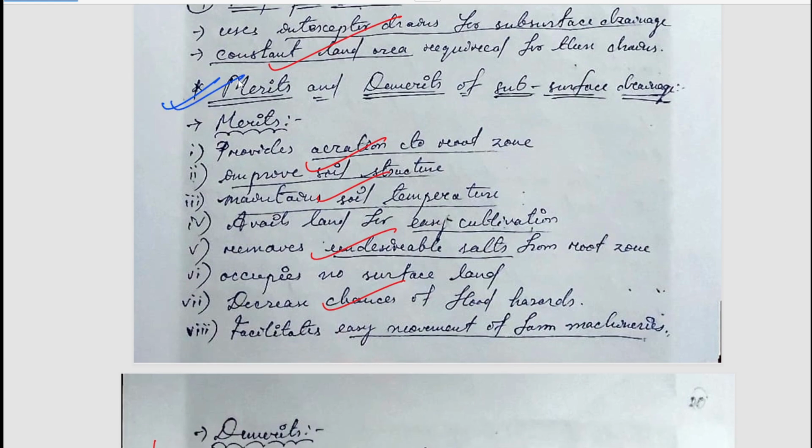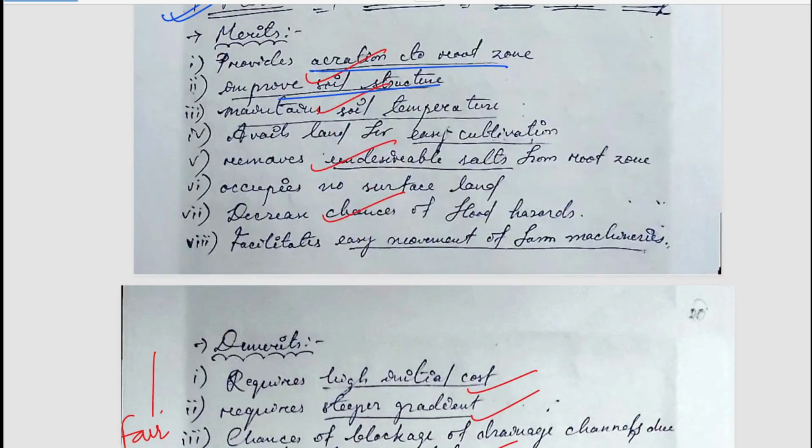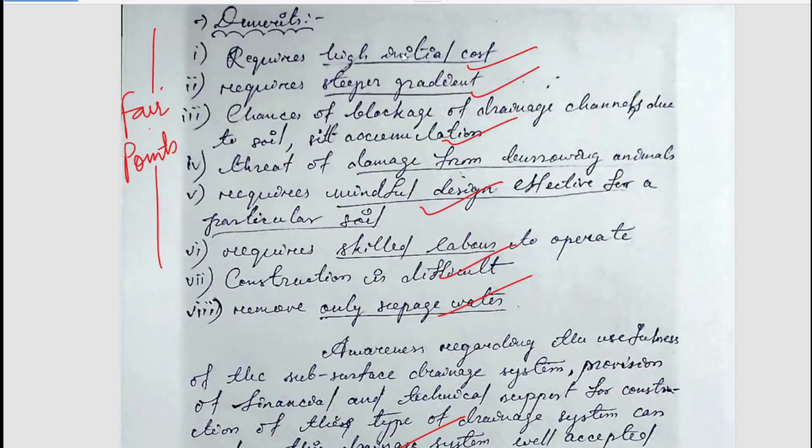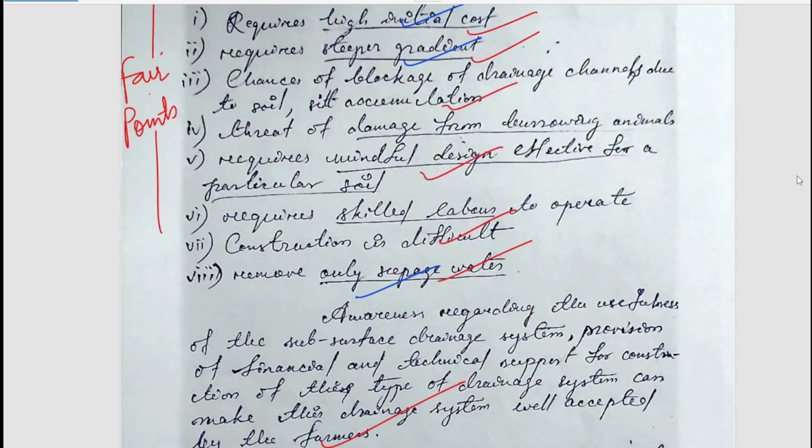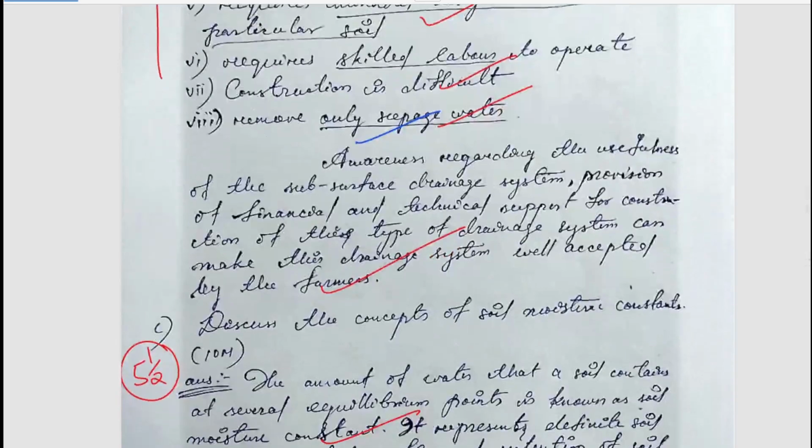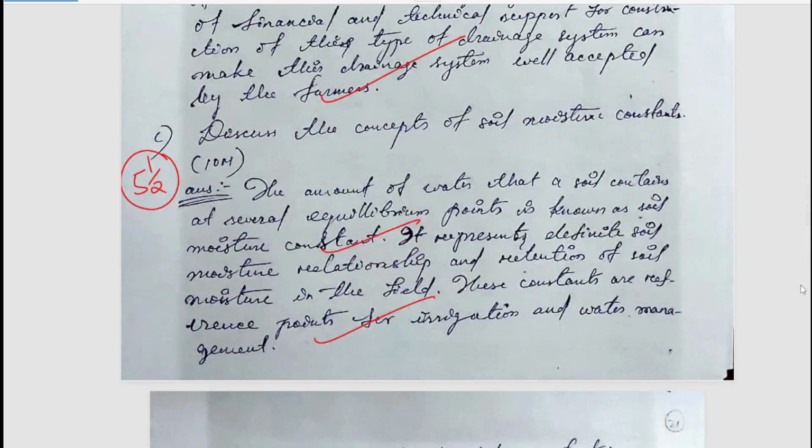Merits and demerits have been mentioned, such as providing aeration to root zone, improve soil structure. So you can simply pause and read it. Demerits have been mentioned, high initial cost, steeper gradient, only seepage water. So you can simply pause and read it. We all know these are simple points. Now let's move to the next question.